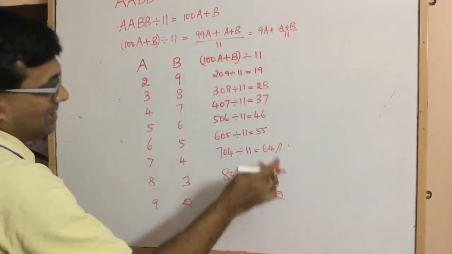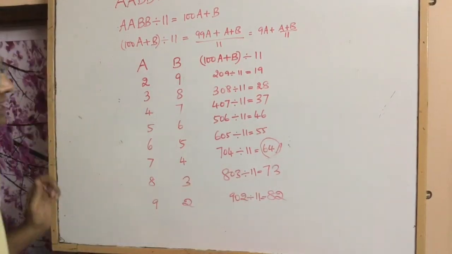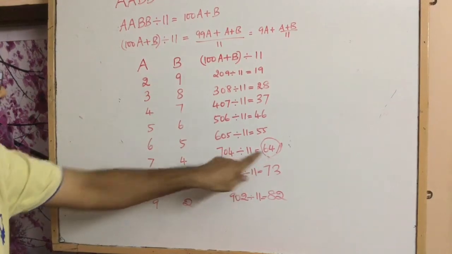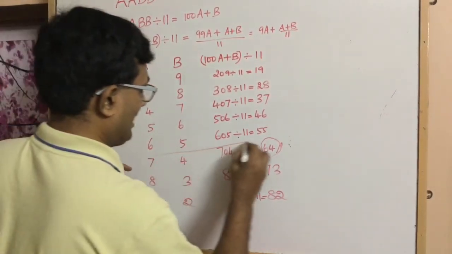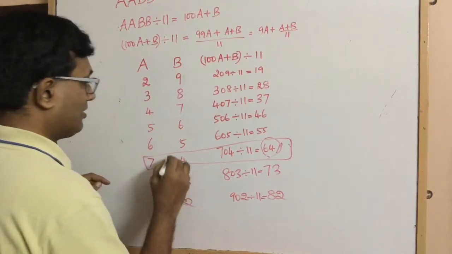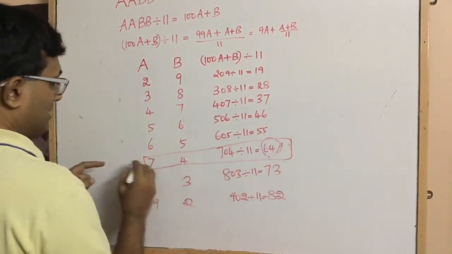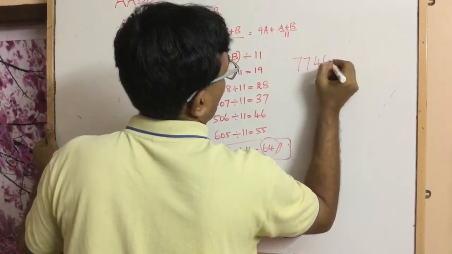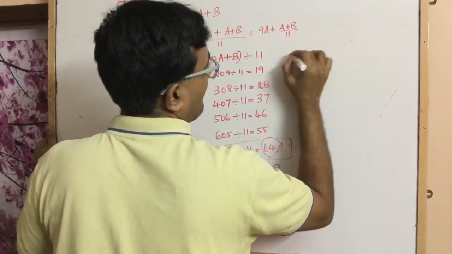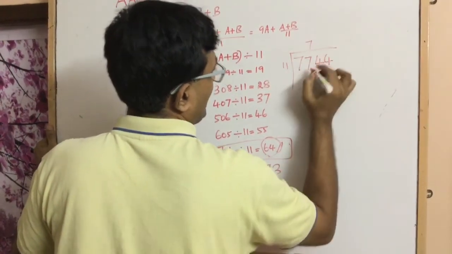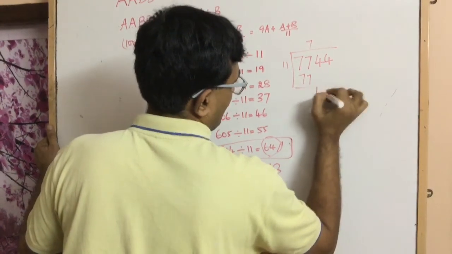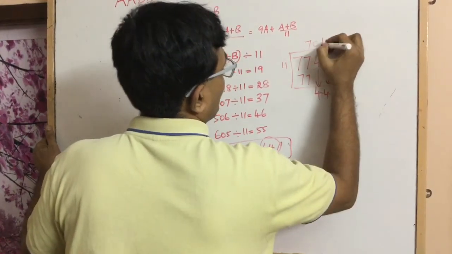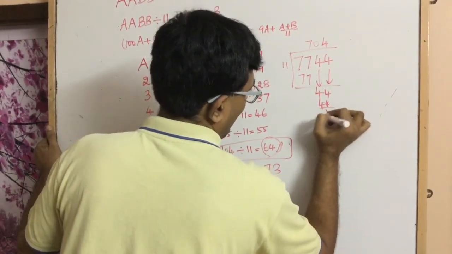So when we observe this, we find that 64 is the only perfect square, and all the other quotients are not. This happens when A is equal to 7 and B is equal to 4. So this is the number that we are looking for, which means that we are looking at 7744. We can do a cross verification. We can divide this by 11. So we get 77, then a 0, then 44. So we would get 704, which is what we are expecting here.